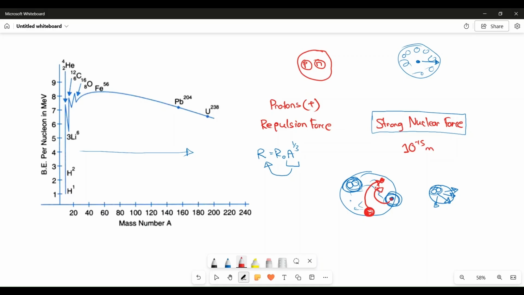So when the mass number increases, the nucleus size also gets bigger, and it becomes unstable. This is the reason why in heavier nuclei, the stability is less.